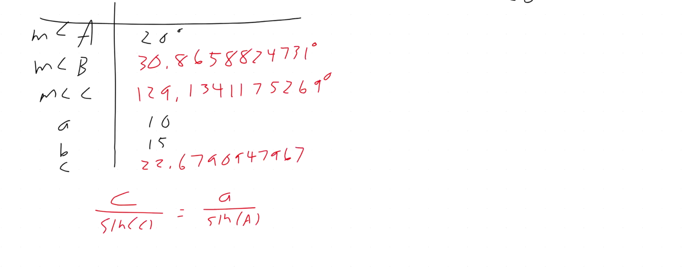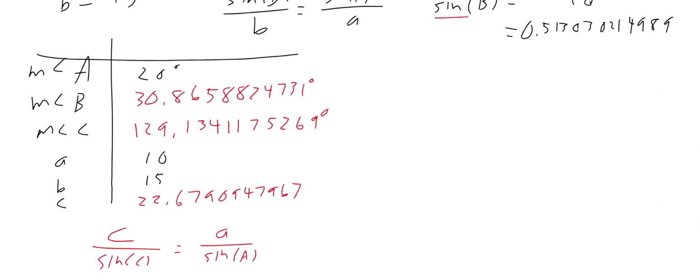All right, doing our quick check. Side A is the smallest, so is angle A. Side C is the biggest, so is angle C. So angle C, side C, both biggest. All right, everything matches. However, there's one little issue.